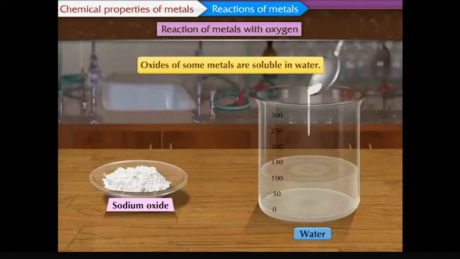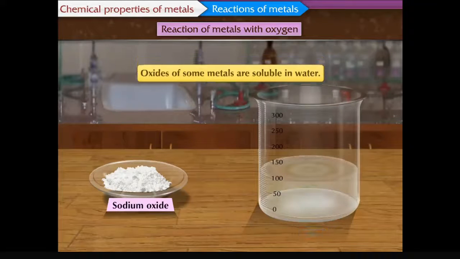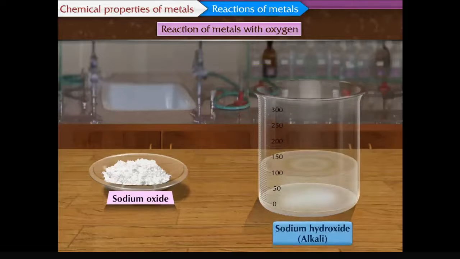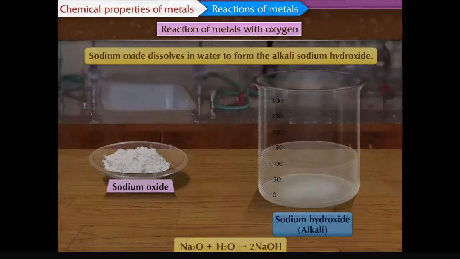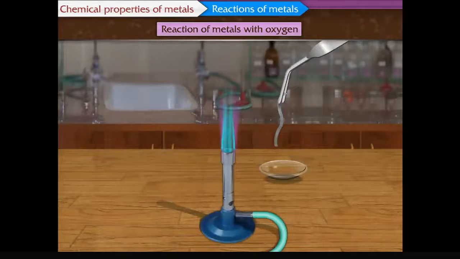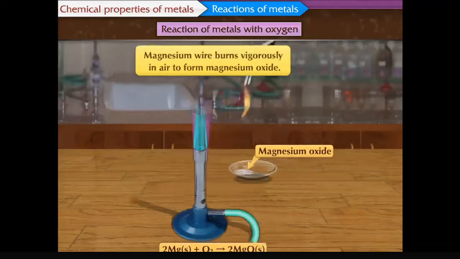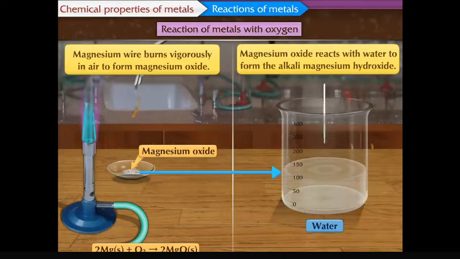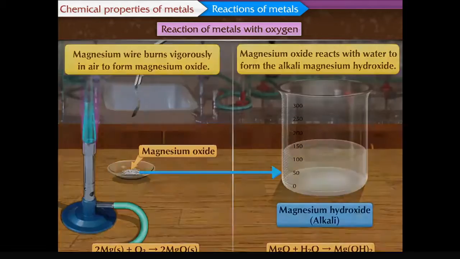Oxides of some metals are soluble in water. They react with water to form alkalis. Sodium oxide dissolves in water to form the alkali sodium hydroxide. We have seen that a magnesium wire burns vigorously in air to form magnesium oxide. Magnesium oxide reacts with water to form the alkali magnesium hydroxide.